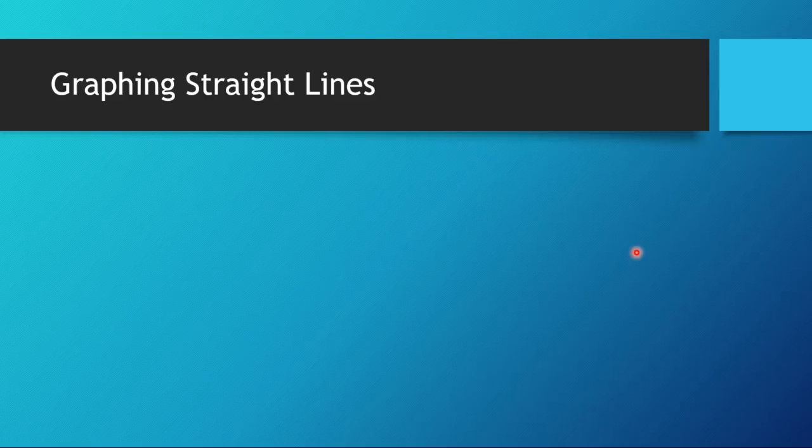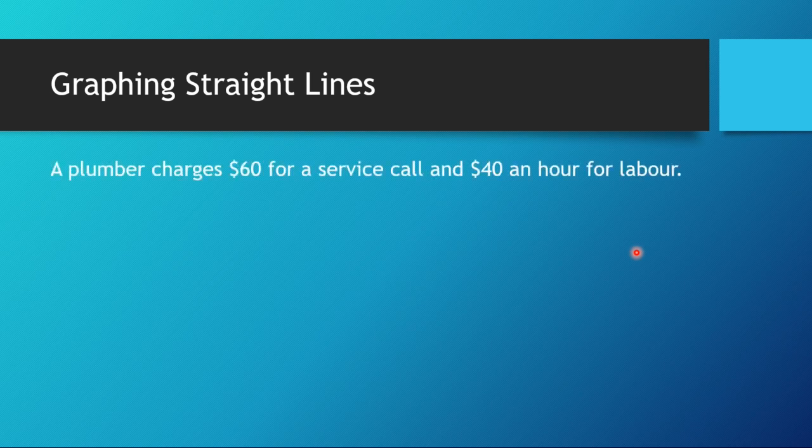Graphing straight lines. This time we're going to consider a more practical example. A situation where we have a plumber who charges $60 for a service call. That's $60 just to come out and have a look, and $40 an hour for labour. The first thing we do is create a table of values.